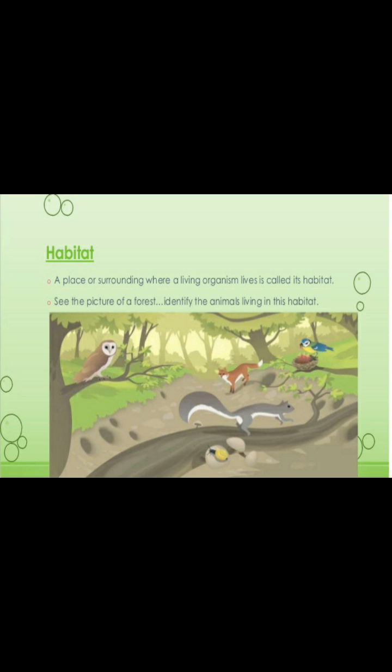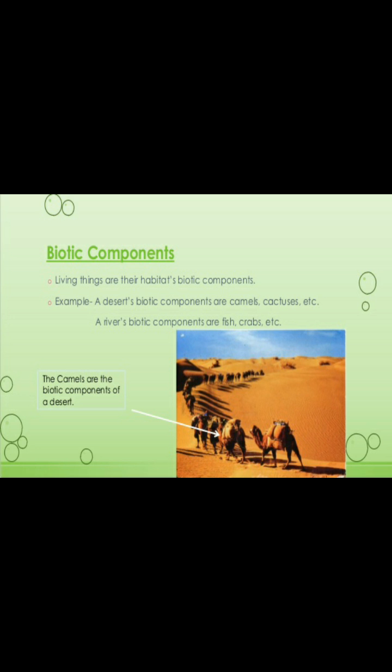See the picture of a forest. Identify the animals living in this habitat. So you can name the animals. There are two kinds of components. One is biotic components, the other one is abiotic components.